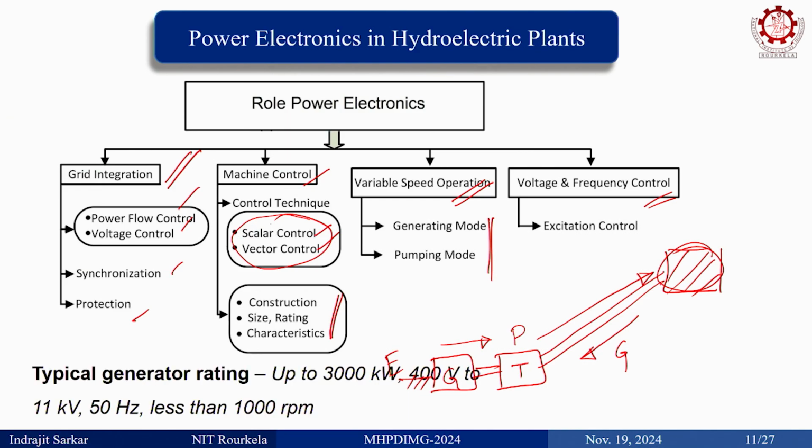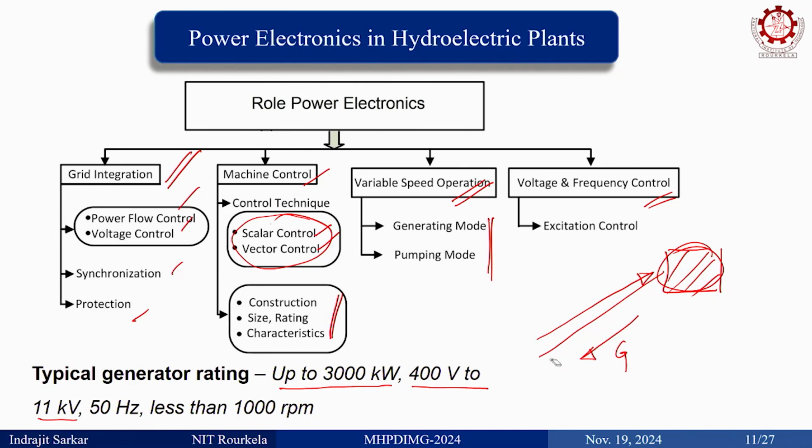Typical rating of a mini hydro power plant: the generator rating, and this is not a hard and fast rule, is typically 2 to 3 megawatt, but the voltage level is different, from 400 volt up to 11 kV. Why, for high power applications, do we need to increase the voltage level? What is the reason? If anybody can answer. What could be the reason why we increase it?